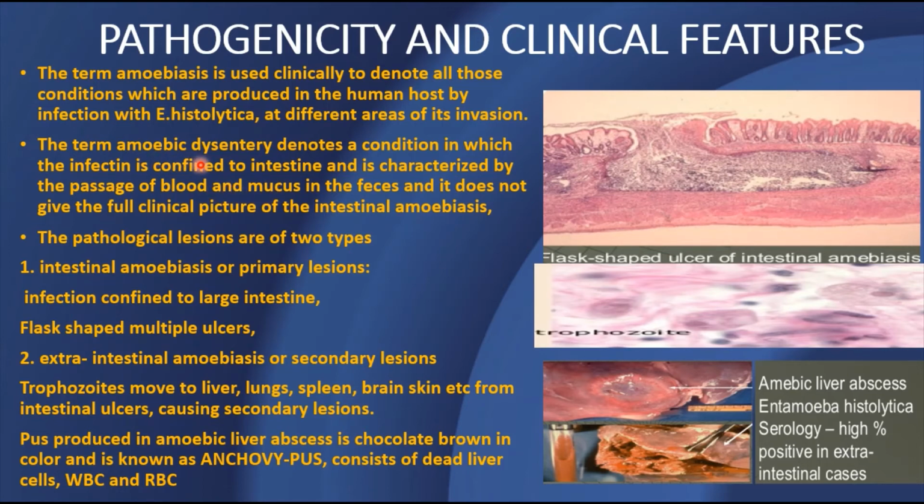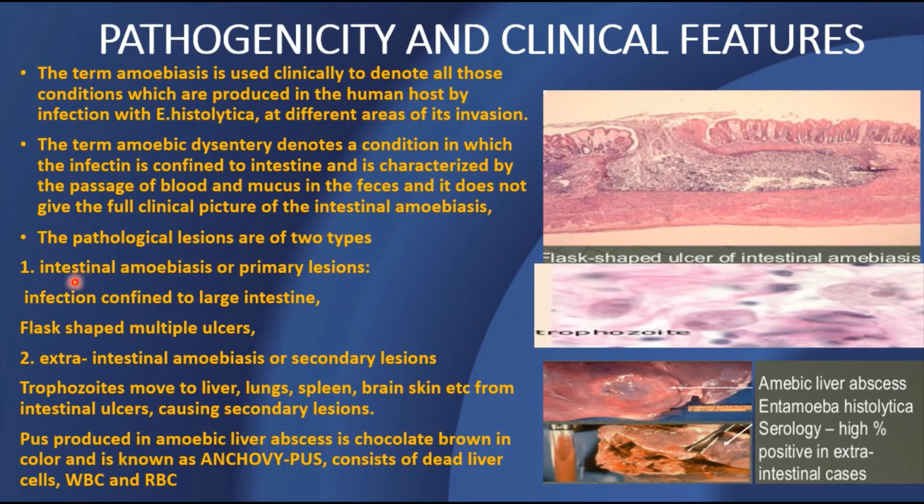So the term amoebic dysentery denotes a condition in which the infection is confined to the intestine and is characterized by the passage of blood and mucus in the feces, and it does not give the full clinical picture of intestinal amoebiasis. Then how can we identify? The pathological lesions are of two types that occur due to this amoebic dysentery condition.